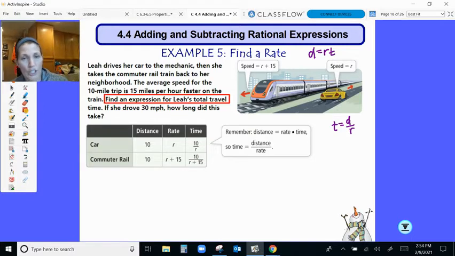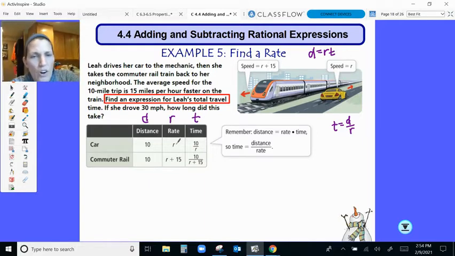So first of all, we want to find an expression, okay? So you can see right here, the distance was the same regardless. It was a 10-mile trip, both to and from. And I would suggest writing a table like this for a while. It'll kind of help you organize your thoughts. We have our car, we have our commuter rail, we have our distance, rate, and time. And so I always put above on mine, I always have my DRT. So my distance equals rate times time, okay?